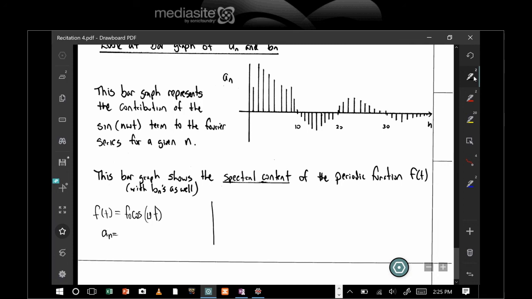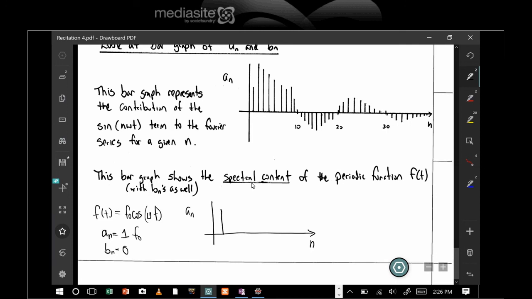Well, the a sub n is just going to be equal to 1, or 1 times f naught. The b sub n's are all going to be equal to 0. So then what I'm going to get is a very simple bar graph of just that, where this is n, and these are all the a sub n's. That's one spectral component. So if I have a periodic function that needs more spectral components, this graph represents the spectral content of that periodic wave.